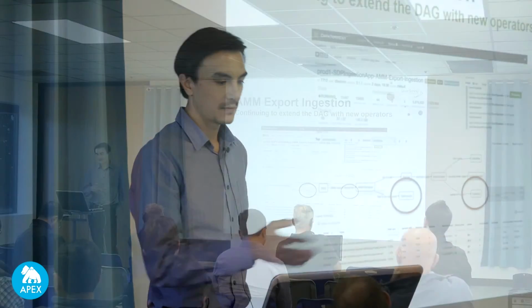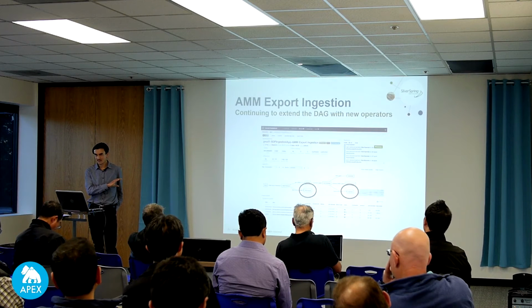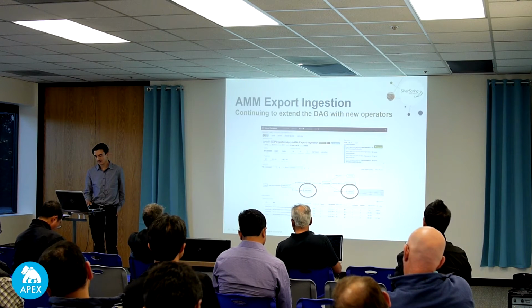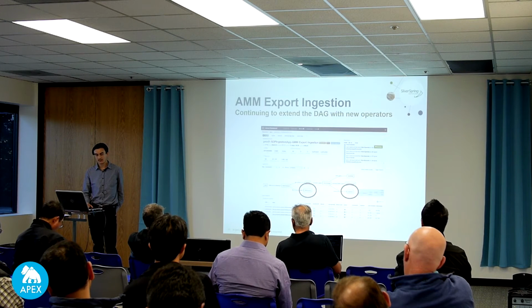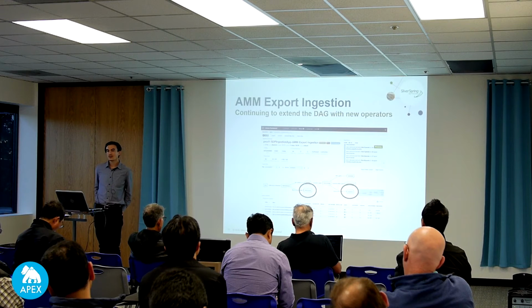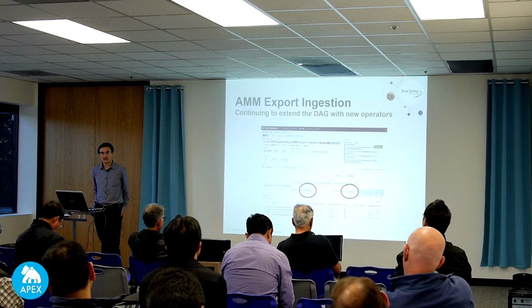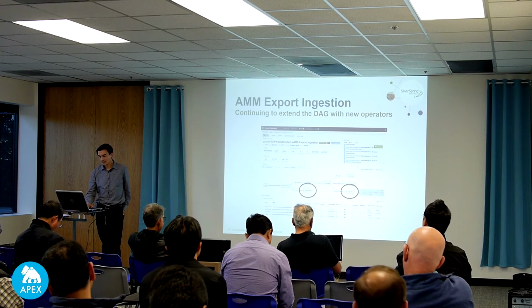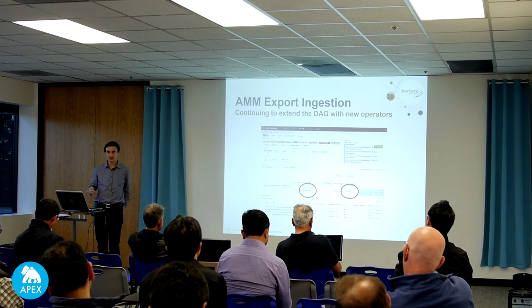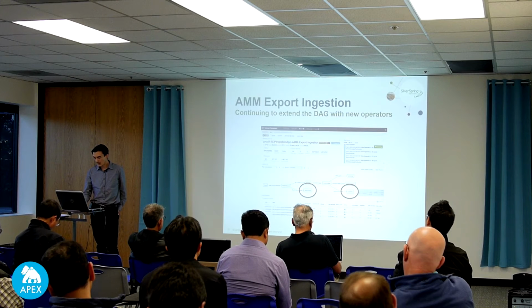So that was actually a prior version of our AMM export DAG. We've continued working with it, adding more endpoints. One of them is a file encryptor. This relates to our need to encrypt data at rest. Another is outputting to Kafka using the Malhar Kafka output operator, which I think you guys have recently heard about.